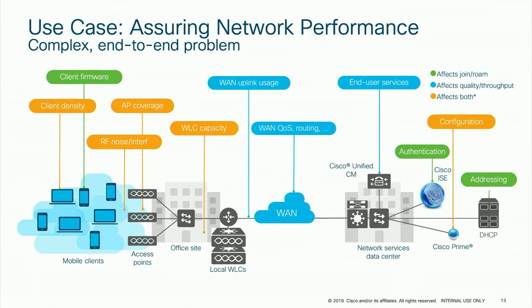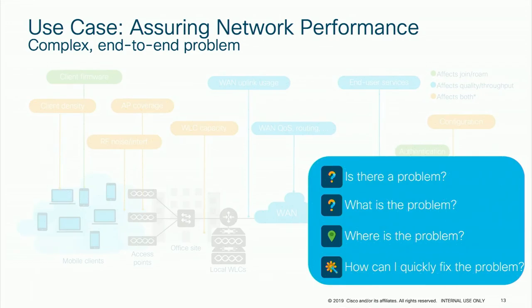So the reason this problem is complex, as you can guess, is that it's an end-to-end problem, and there are many different places in between where you can have an issue. So all of the different pop-ups you see here are example locations where you can have a problem. The goal of assurance is to figure out, is there a problem? If so, where is the problem? What is the problem? What is the root cause? And then how can I fix it? Okay? That's what assurance tries to solve.